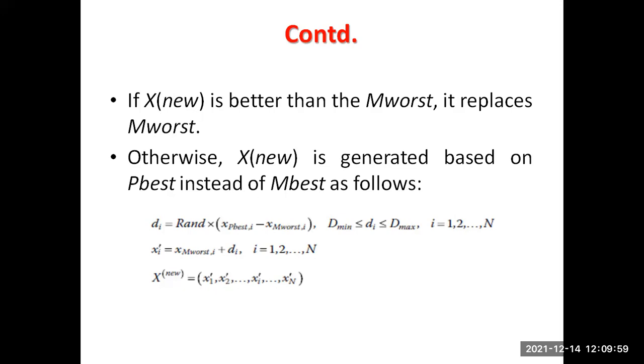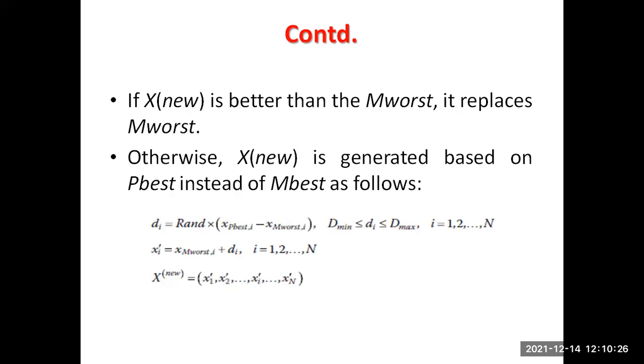Otherwise, if x new is not better than m worst, what will happen? x new is generated based on the p base instead of the m base. So there are two kinds of strategy. One is that from the colony, the best one is selected, and from that the distance is calculated, and then the position is updated.